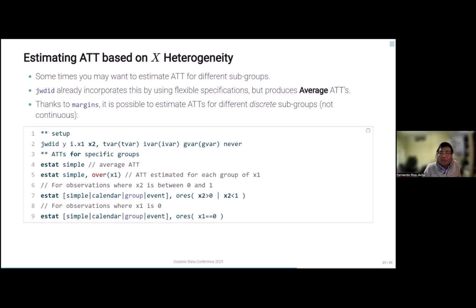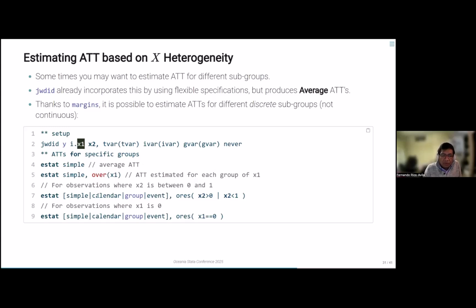Once again, what if you're interested in heterogeneity? In other words, you want to see how the treatment affects one group with respect to the other. In your setup, you can add all the variables that you need. They will automatically be included with all the interactions in the model. But if you want to make the estimations and look at the heterogeneity, you can do it in two ways. If you're just interested in the simple estimation, you can say something like simple over x1, because it's a categorical variable, and this will estimate the ATT for all the groups defined by this variable.